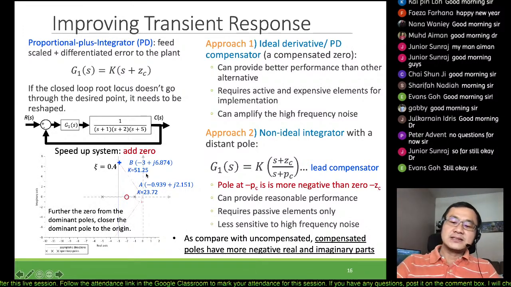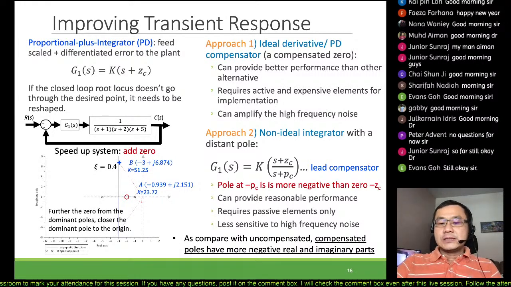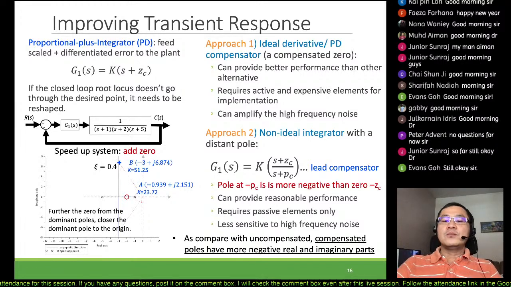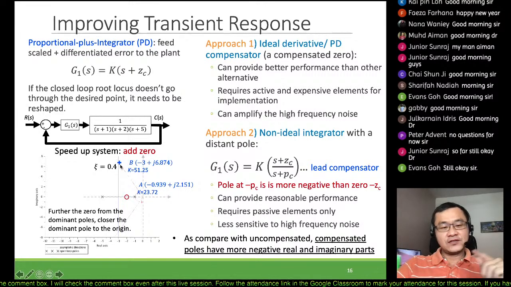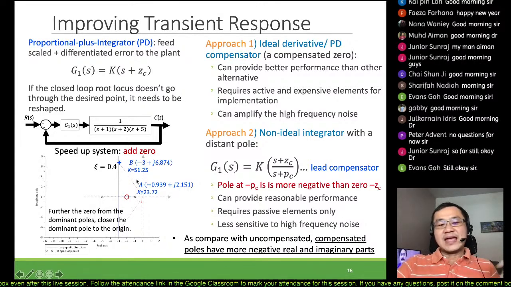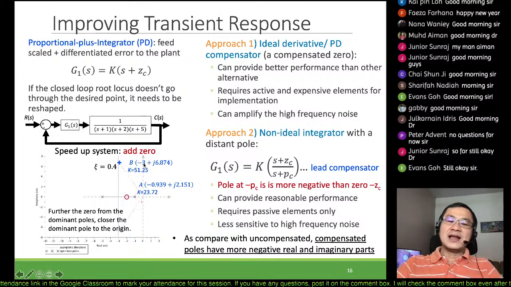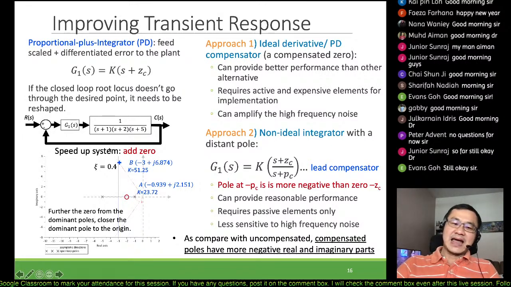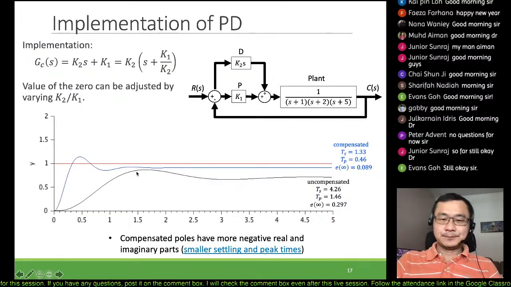So as we can compare, this compensated pole will have a more negative real and imaginary part, okay. You can see that it actually shifted to a more negative real value and a greater value of imaginary value, right? So this is the idea of adding a zero to our system, okay.